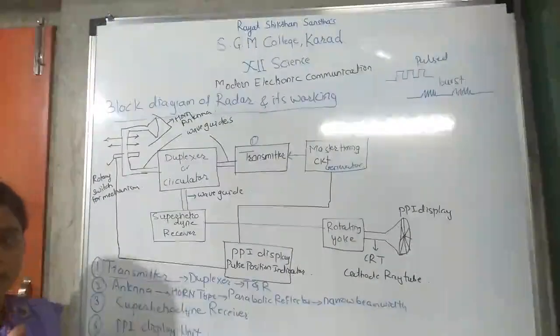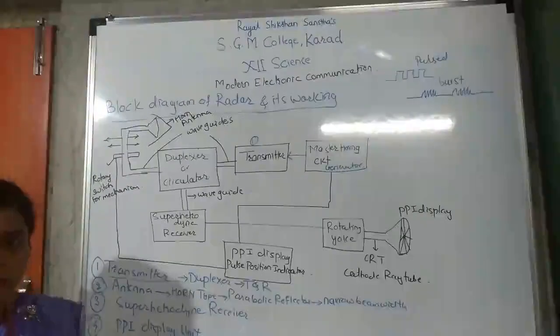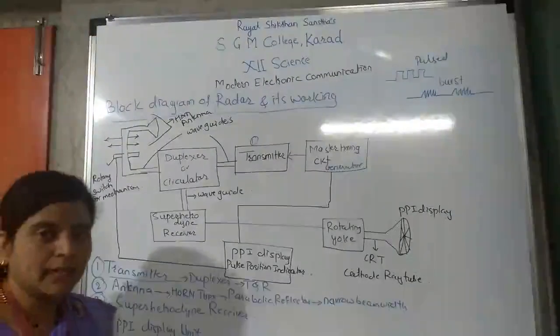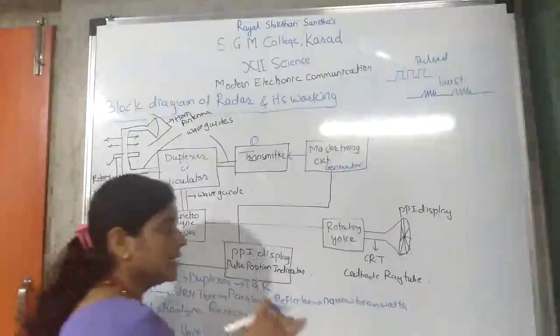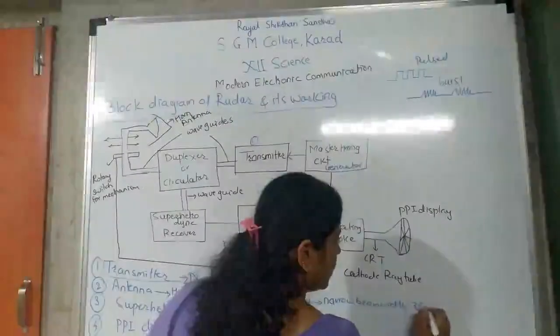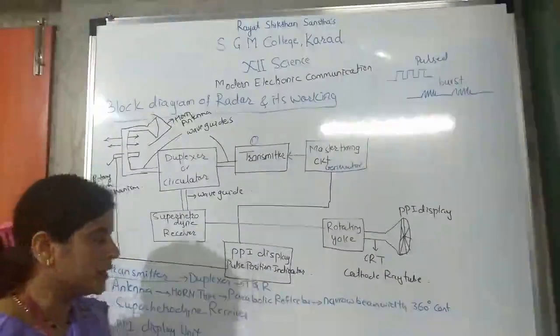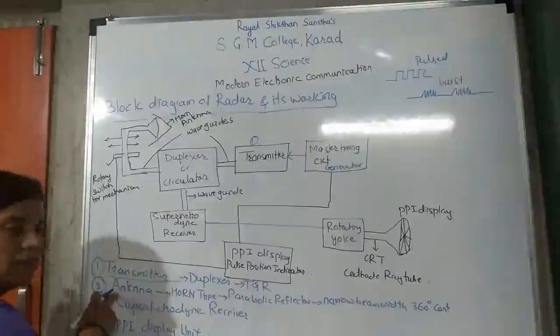Its beam width is narrow, not broad. And it rotates the signal itself 360 degrees continuously. This is the function of the antenna.